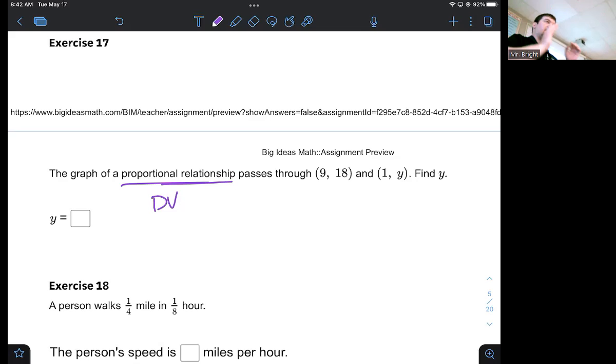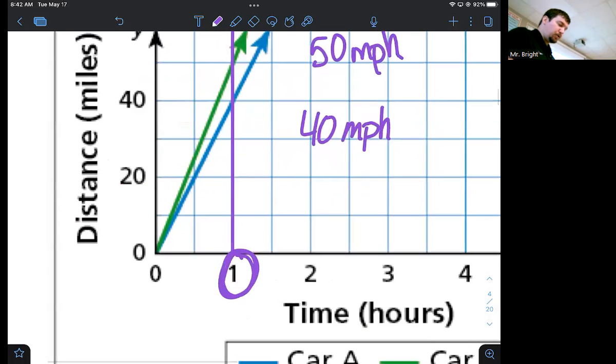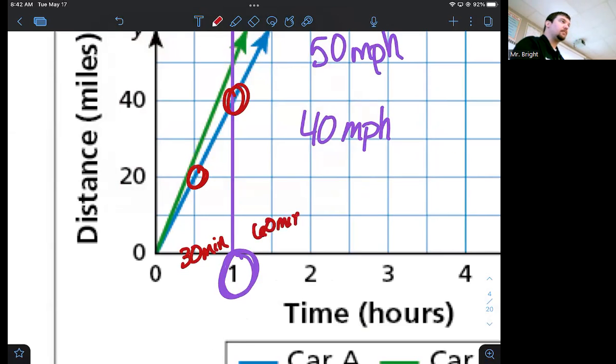Now I still need to figure out what the y coordinate is of the second point. So this is where the word proportional kicks in. Every point on a direct variation is proportional to all the other points on that same direct variation. For example, look at the blue car. The blue car travels 20 miles in 30 minutes. Is that the same as traveling 40 miles in 60 minutes? Exactly, because that's 1 hour, right? So all the points on the line are proportional to the other points on the line.